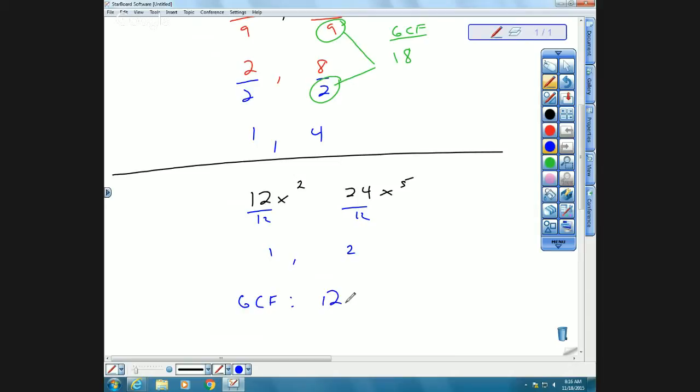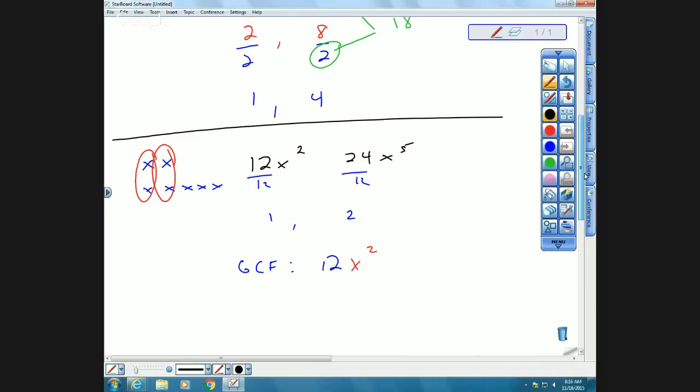The way the exponents work is you take the smallest one. It's technically taking the smallest one. What happens here is I have 2 x's, and then I have 5 x's. So again, what I'm doing is I'm taking these, and then I don't have any more to take from here. So you just take the smallest amount. So my greatest common factor is 12x squared. Again, just take the smallest exponent is the easiest way to think about that.